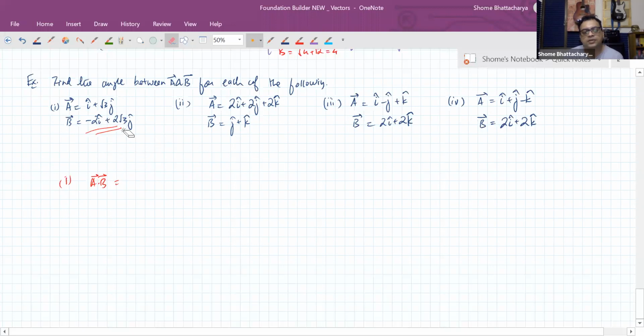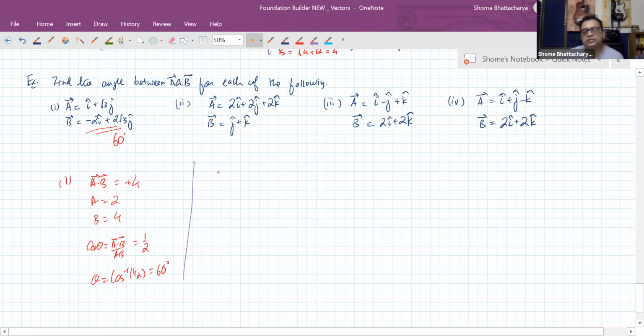So it is -2 plus 6. So it's plus 4. So it's fine. Okay. And magnitude of A is 2 and magnitude of B is 4. So once again you will get cos theta as half. Okay, so theta is cos inverse of half, which you know is 60 degrees. So the first answer is 60 degrees.